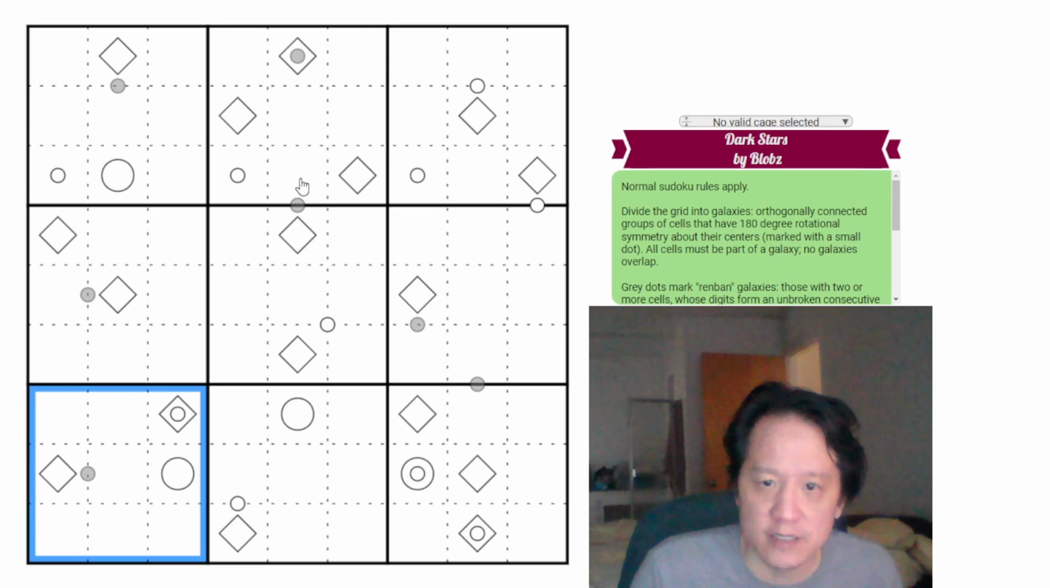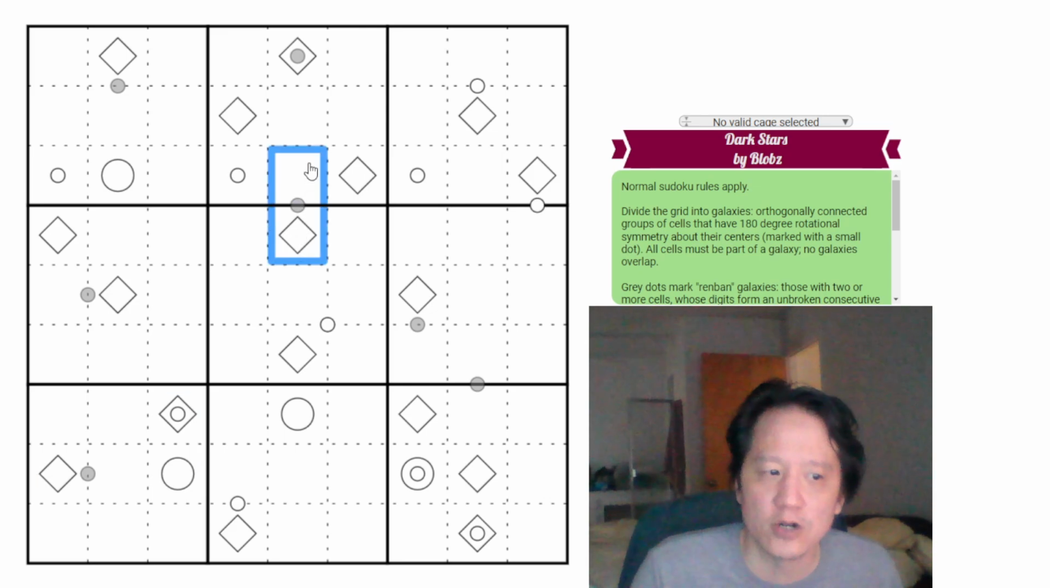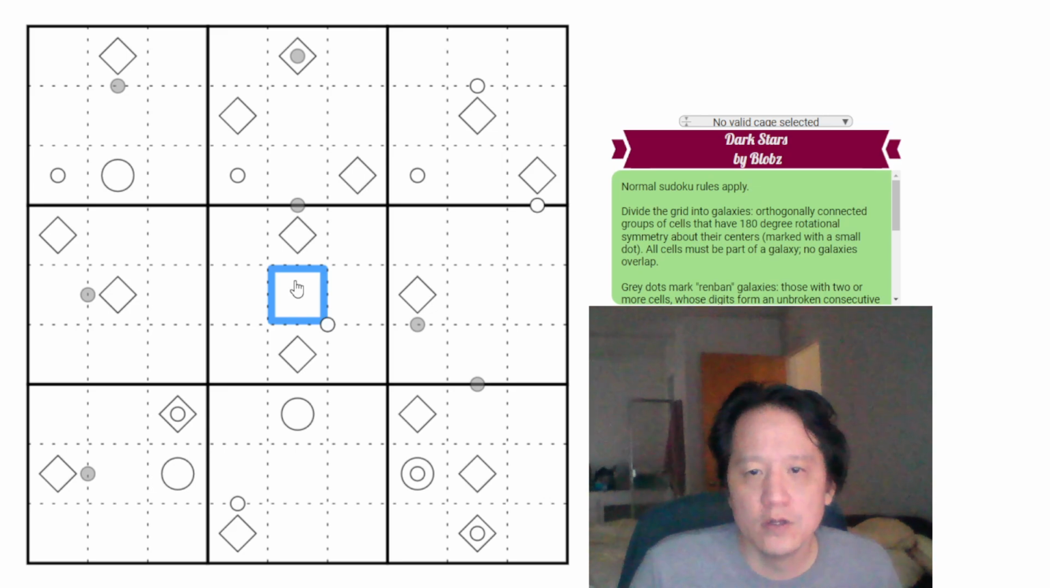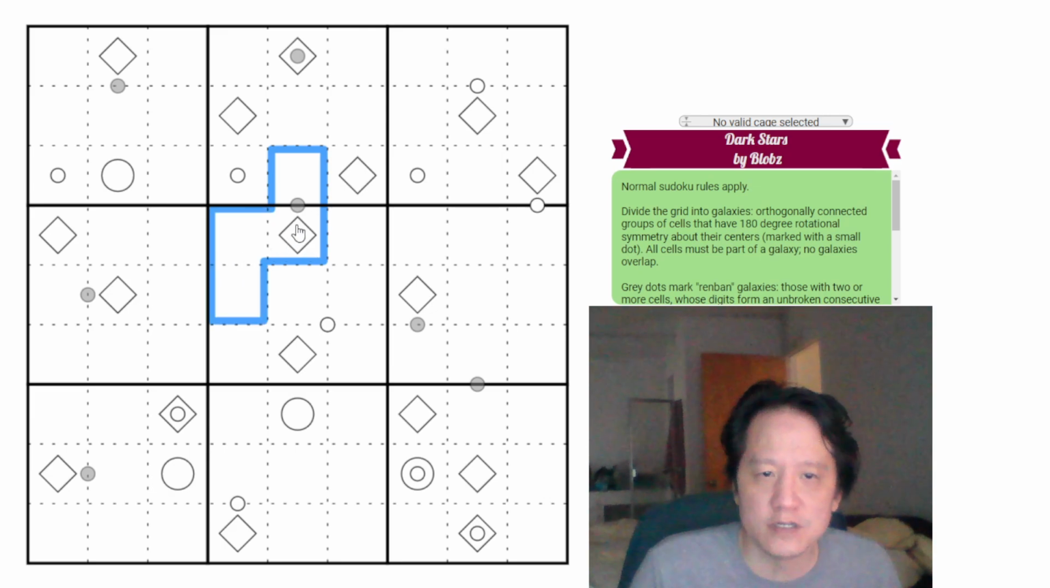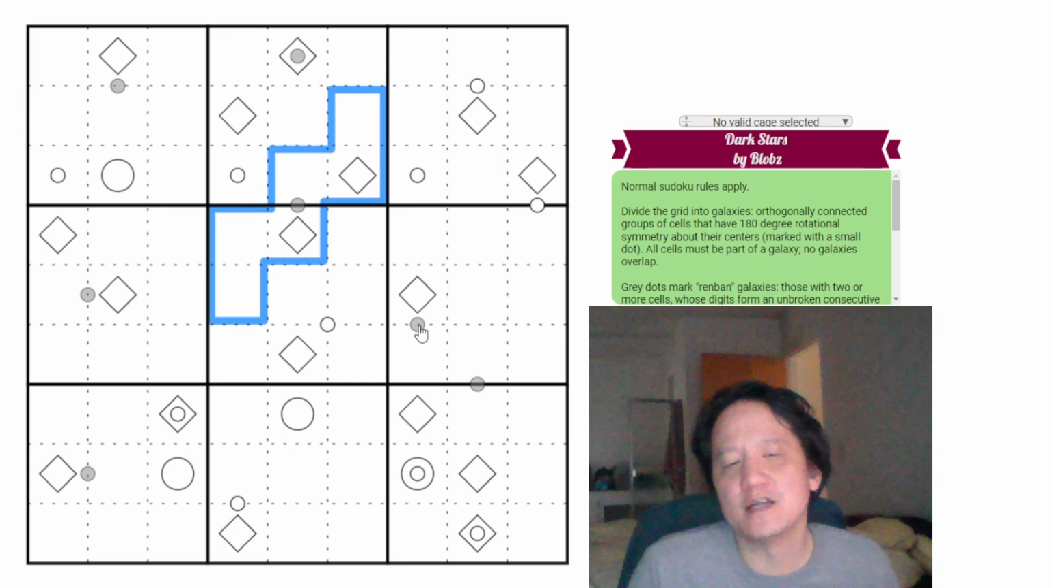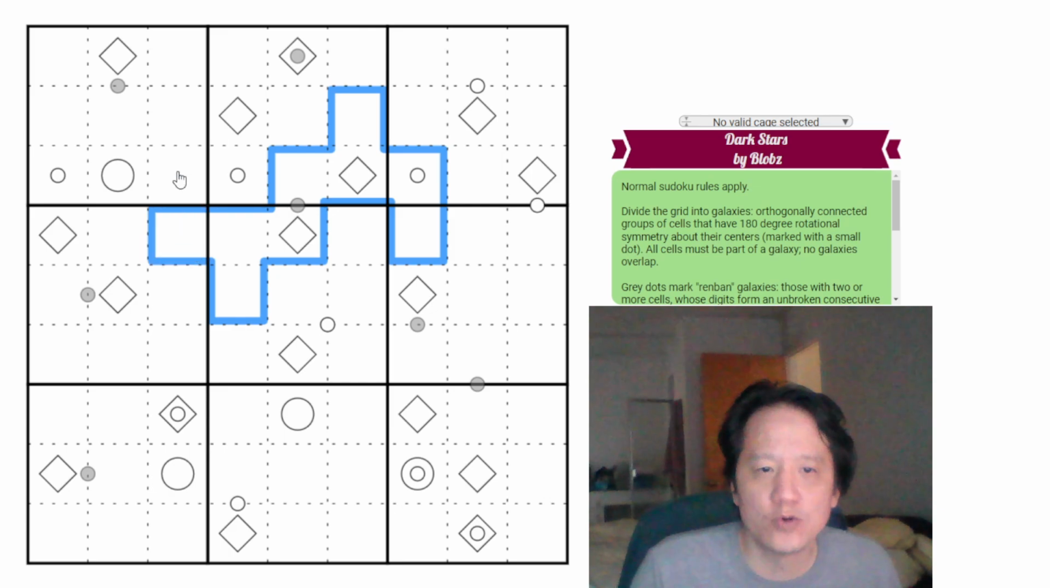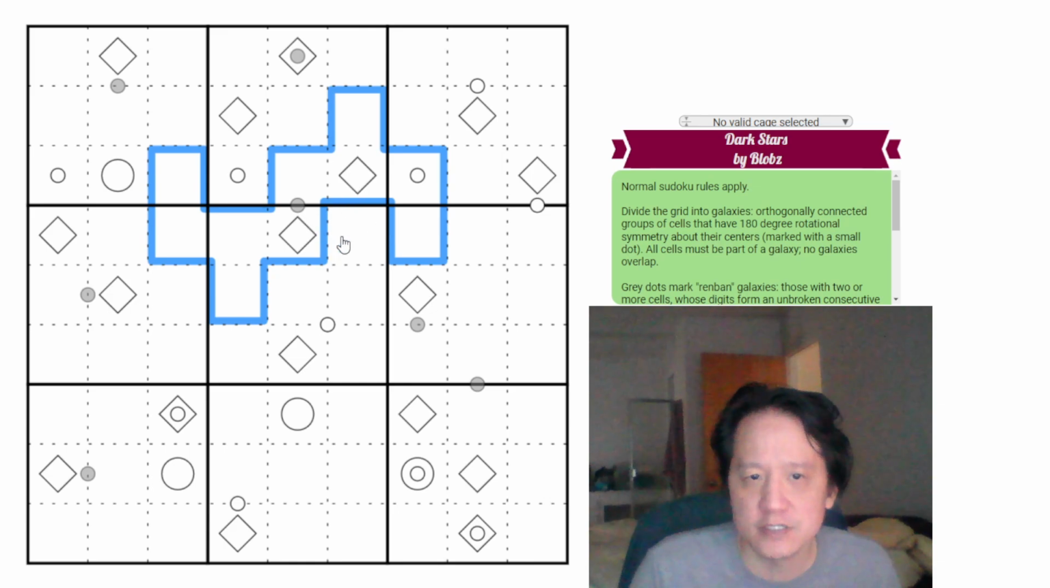Orthogonally connected means that it has to share an edge. So these two are orthogonally connected cells. These two are not. So, for example, let's say that this was a galaxy. Okay, that doesn't work. This would be an example of a galaxy. We could add on, say, two more here, and it would have to have a matching two around the galaxy center.